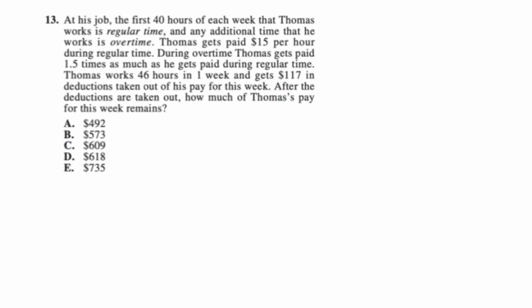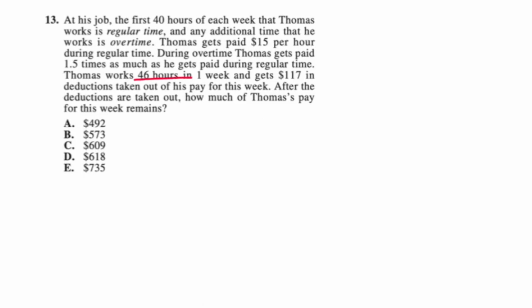Number 13 says, at his job, the first 40 hours of each week that Thomas works is regular time, and any additional time that he works is overtime. Thomas gets paid $15 per hour during regular time. During overtime, Thomas gets paid 1.5 times as much as he gets paid during regular time. Thomas works 46 hours in 1 week and gets $117 in deductions taken out of his pay for this week. After the deductions are taken out, how much of Thomas's pay for this week remains?